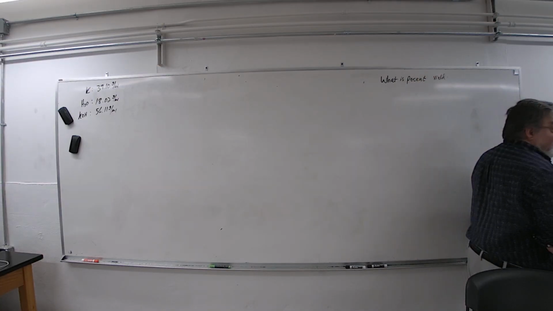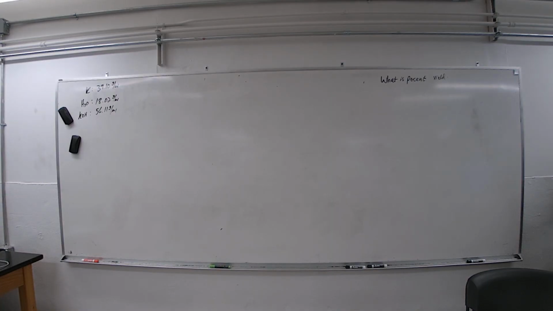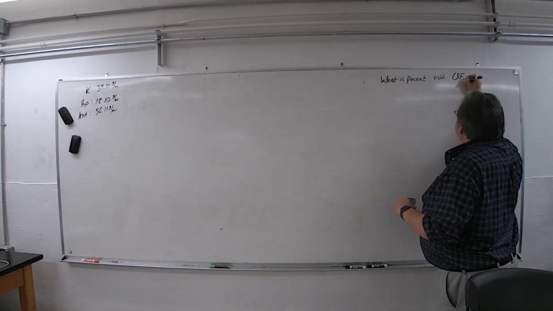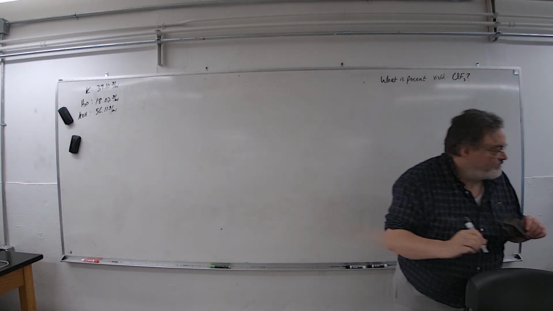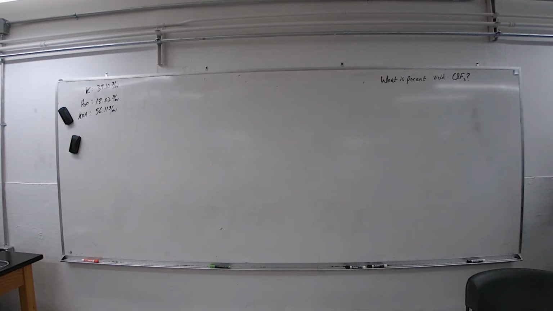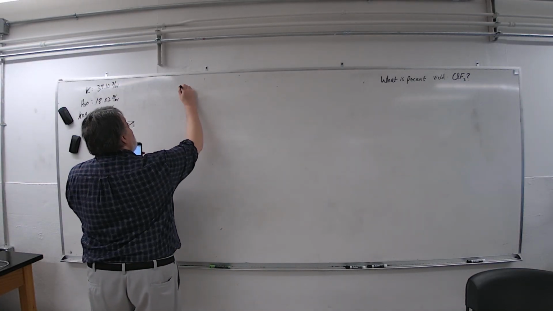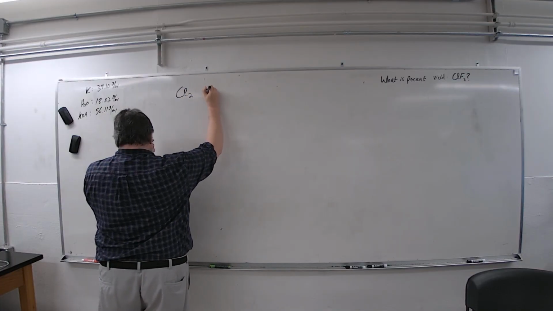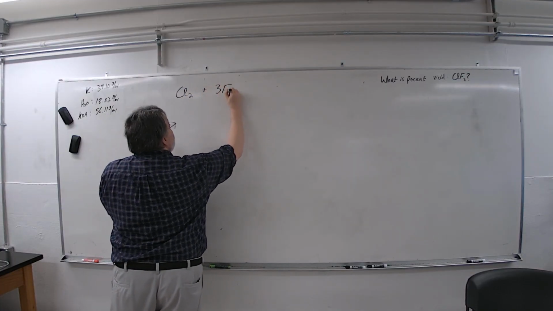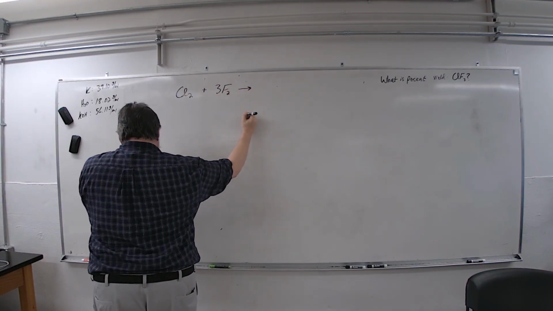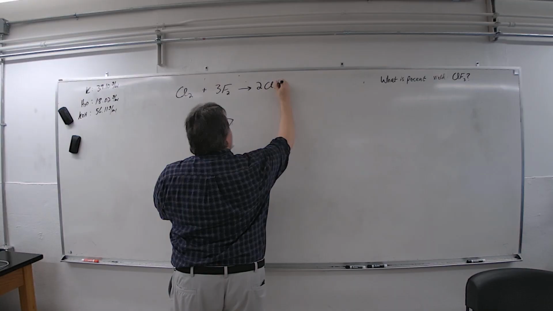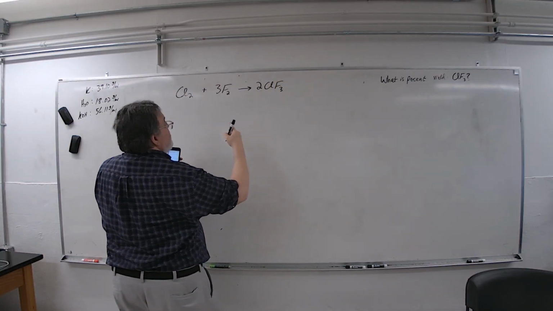Percent yield. Yeah, there's only one product, ClF3. Cl2 plus 3 F2. 6 of those, 2 of those.